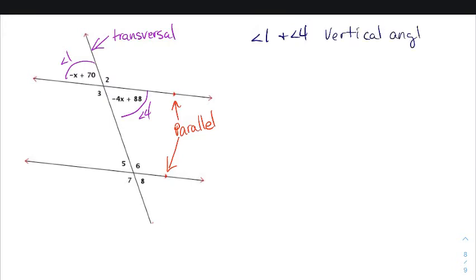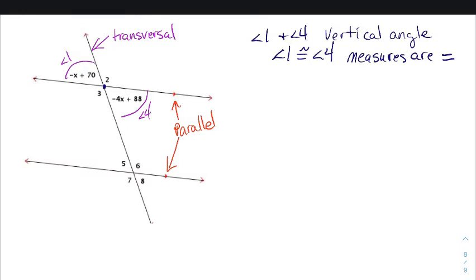And by definition, vertical angles have a common vertex, and they are forming two lines. Or we could also reverse that and say two lines are intersecting to form vertical angles. By definition also, vertical angles are congruent. So that means that angle 1 is congruent to angle 4, which means that their measurements are equal. So we'll write that out: measures are equal.